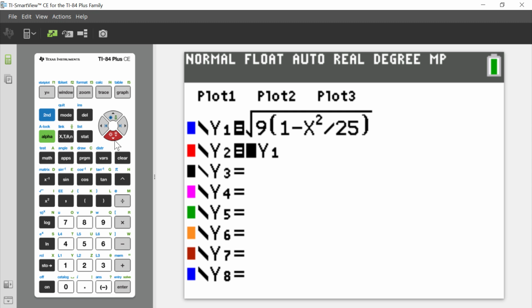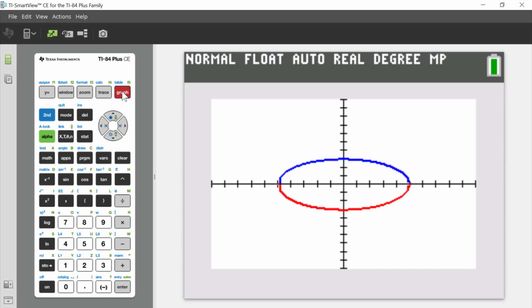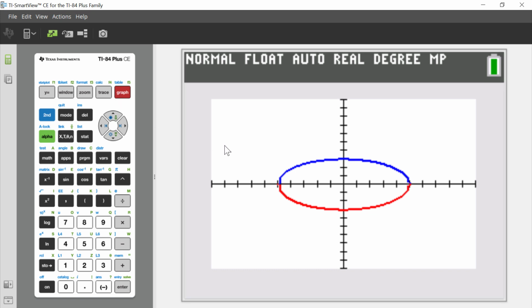So now that I have the equations typed in, I'm going to hit the graph key, and we have the graph of each piece of the ellipse. Notice in the calculator, the upper half is colored blue and the bottom half is colored red. Now I am in the standard viewing window, so my window is from -10 to 10 on the x-axis and -10 to 10 on the y-axis. And keep in mind, this is not really a truly square window.